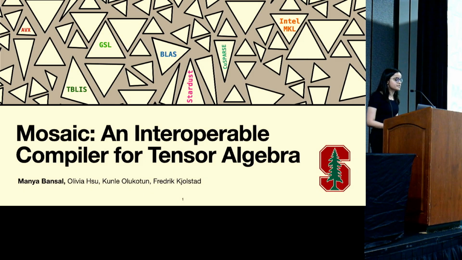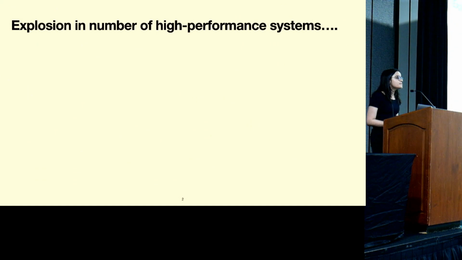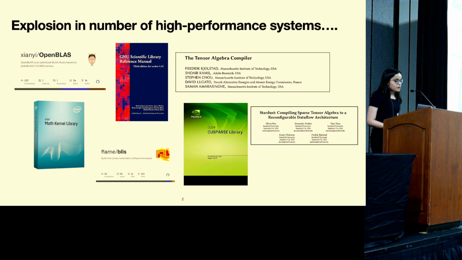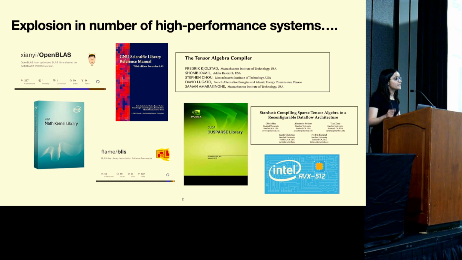Tensor Algebra systems today. So there's been this explosion in the number of high-performance systems. There are libraries that we know, like BLAS and Intel MKL, that have been around. There are newer approaches to sparse tensor algebra, like the Taco compiler and the Stardust compiler. And at their extreme, you can even think about the Intel AVX vector processing unit as really just being a system for tensor algebra computation. Namely, it computes vector element-wise addition and multiplication for vectors of a certain size.